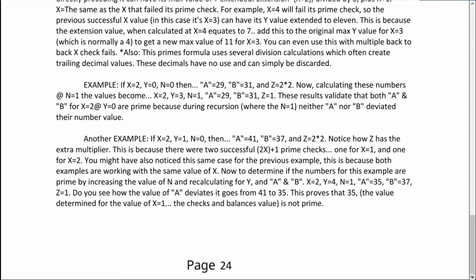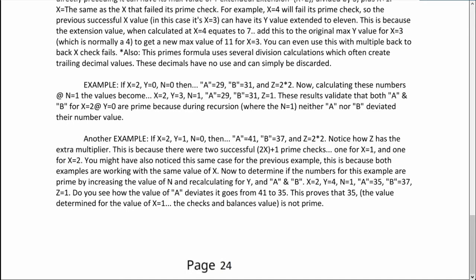Another example: if x equals 2, y equals 1, n equals 0, then a equals 41, b equals 37, and z equals 2 times 2. Notice how z has the extra multiplier. This is because there were two successful 2x plus 1 prime checks, one for x equals 1 and one for x equals 2. You might have also noticed this same case for the previous example. This is because both examples are working with the same value of x.